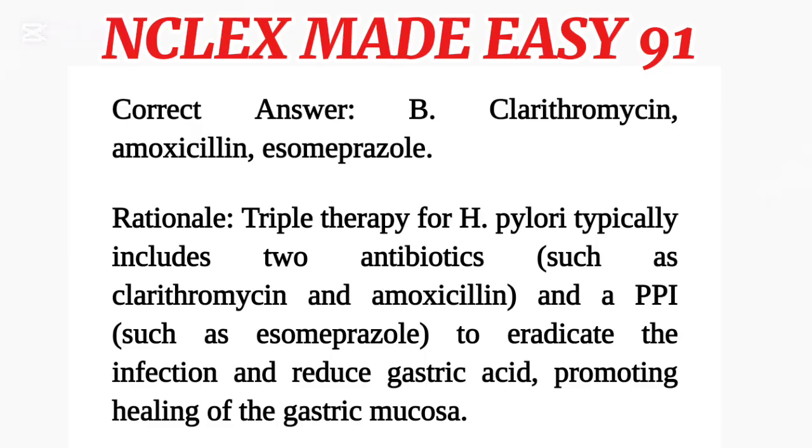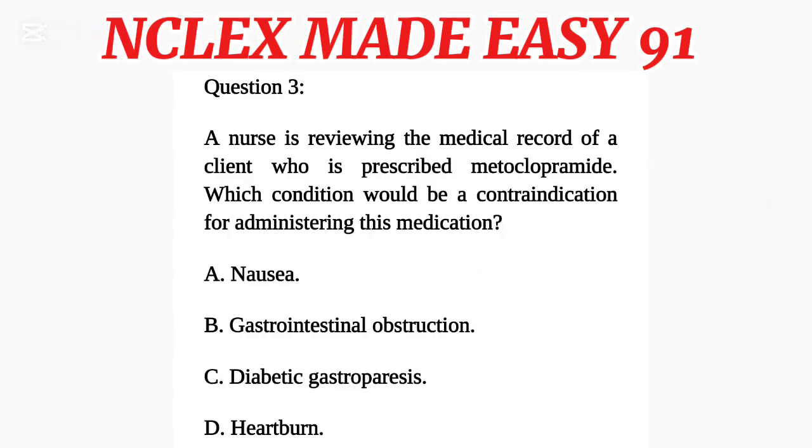Clarithromycin, amoxicillin, esomeprazole. Rationale: triple therapy for H. pylori typically includes 2 antibiotics, such as clarithromycin and amoxicillin, and a PPI, such as esomeprazole, to eradicate the infection and reduce gastric acid, promoting healing of the gastric mucosa.